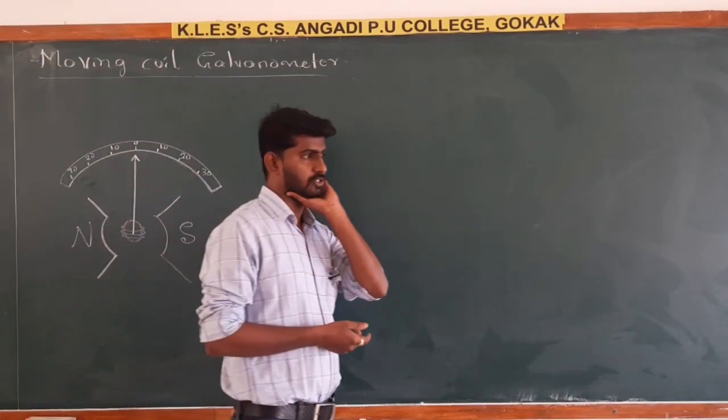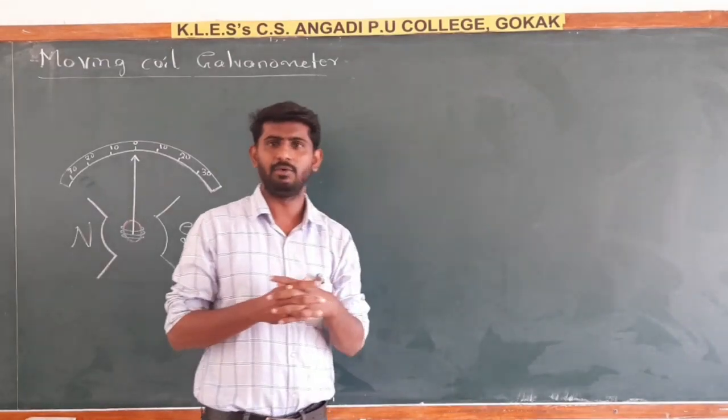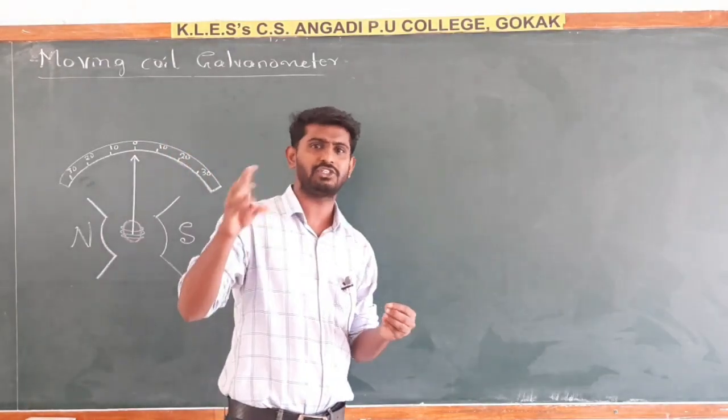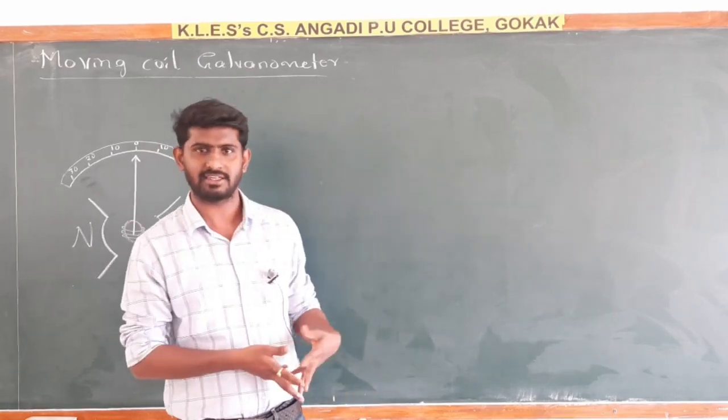You may ask a question, sir, we have a device called an ammeter that is used to measure the current. If you can measure the current, then you can detect the current.